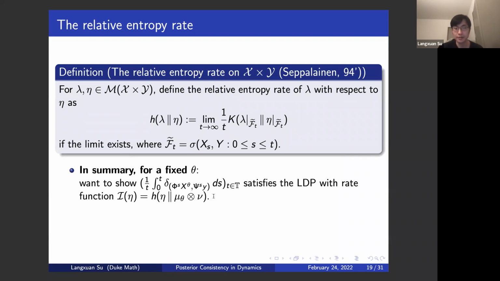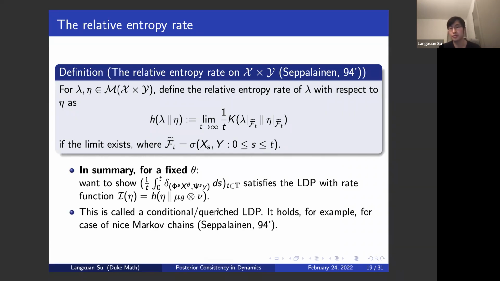And actually this is also studied in the large deviation literature, just as the case when you only have x, and this is called a conditional or quenched large deviation principle. What it means is that when you fix the y here, which you can think of as conditioning on y or conditioning on a random environment, then you look at the large deviation behavior of the empirical process. This is called the conditional or quenched large deviation principle.